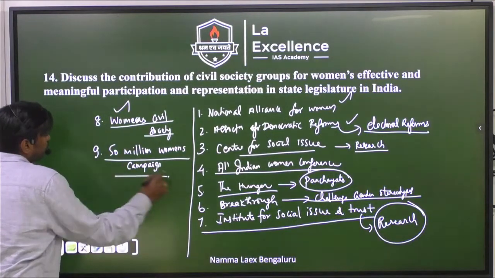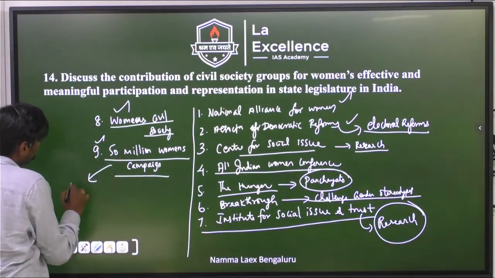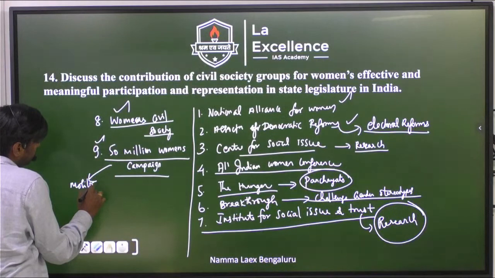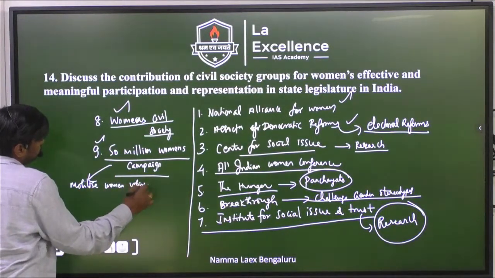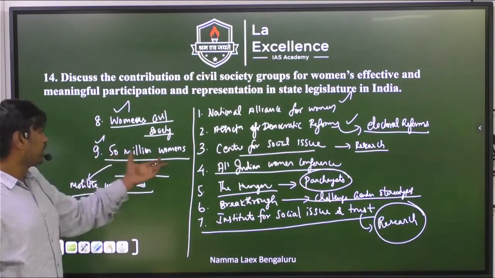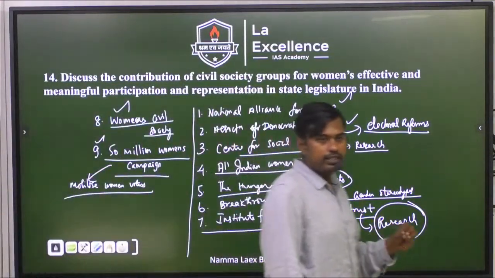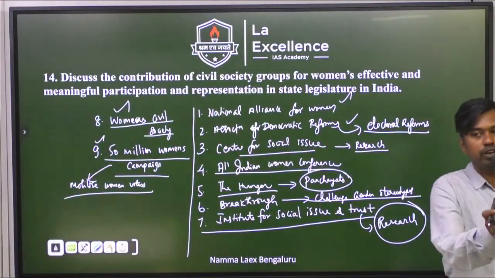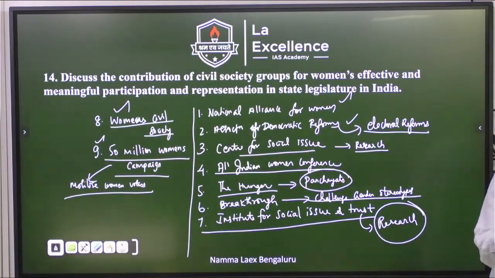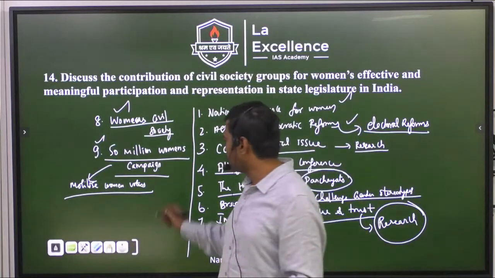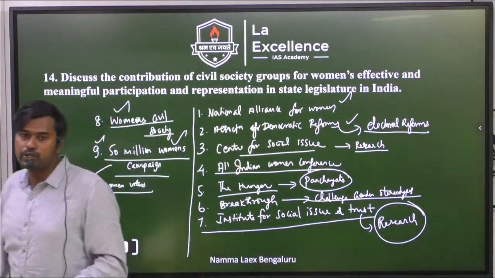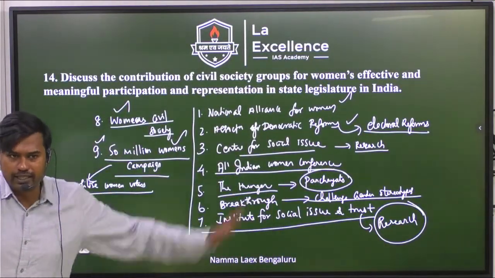And the 50 Million Women's Campaign is about mobilizing the women voters of the country. 50 million means 5 crore women campaign. So it is concerned about getting the support of women during elections. They will influence them and also motivate them to stand in elections. That is the main objective of this civil society. Is it clear? Just write it.